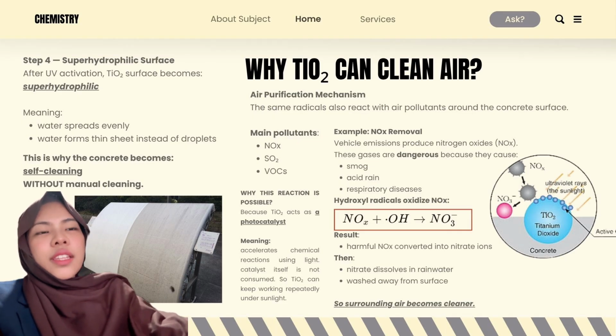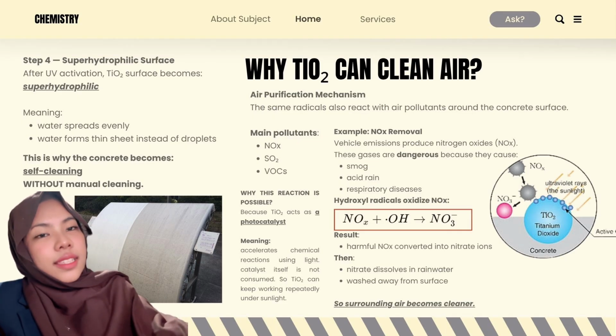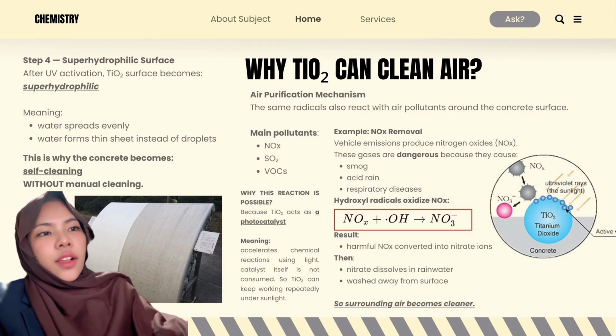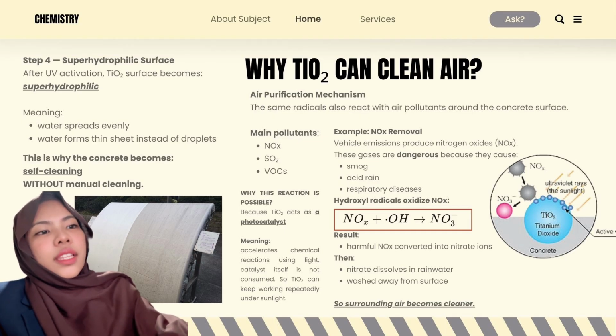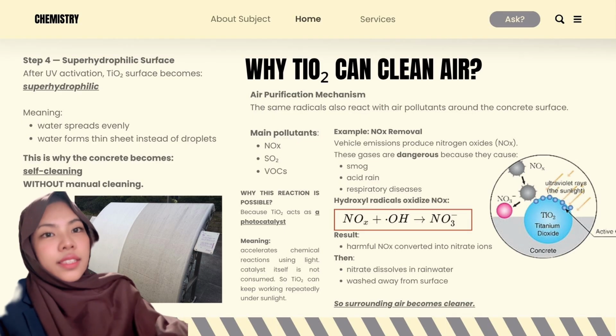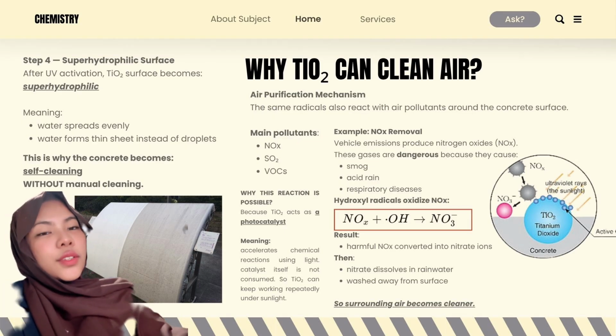Why is this reaction possible? Because TiO2 acts as a photocatalyst, meaning it accelerates chemical reactions using light. The catalyst itself is not consumed, so TiO2 can keep working repeatedly under the sunlight. Okay, we continue to the next slide.